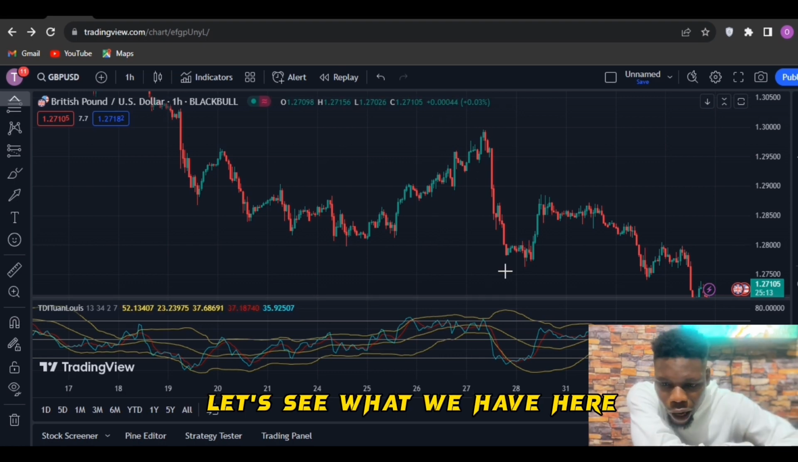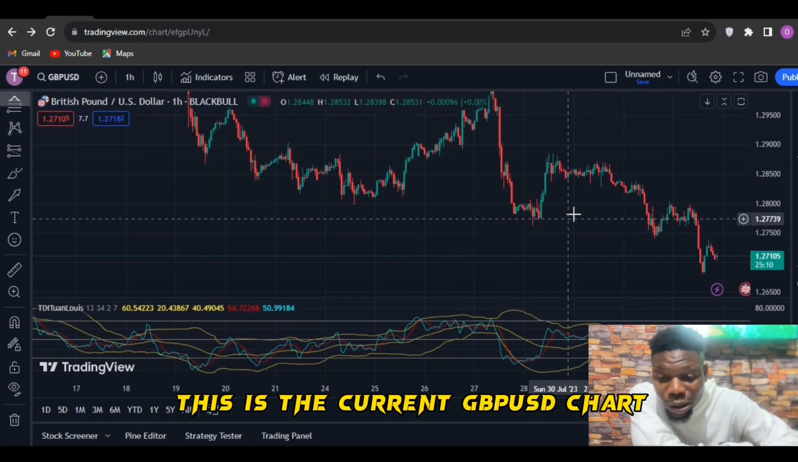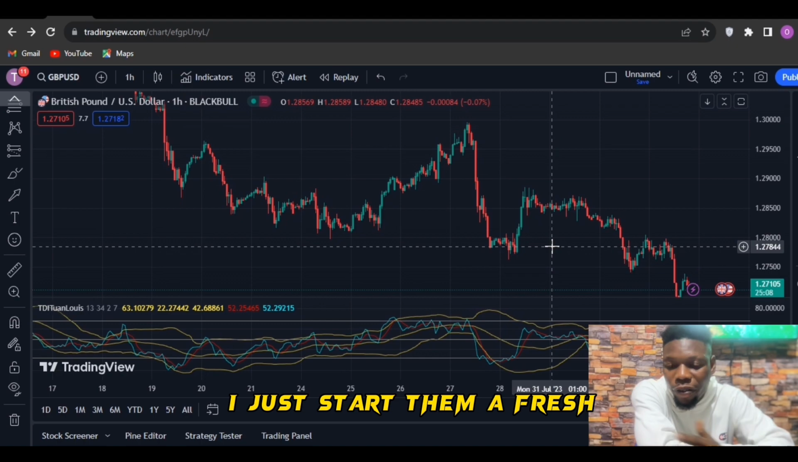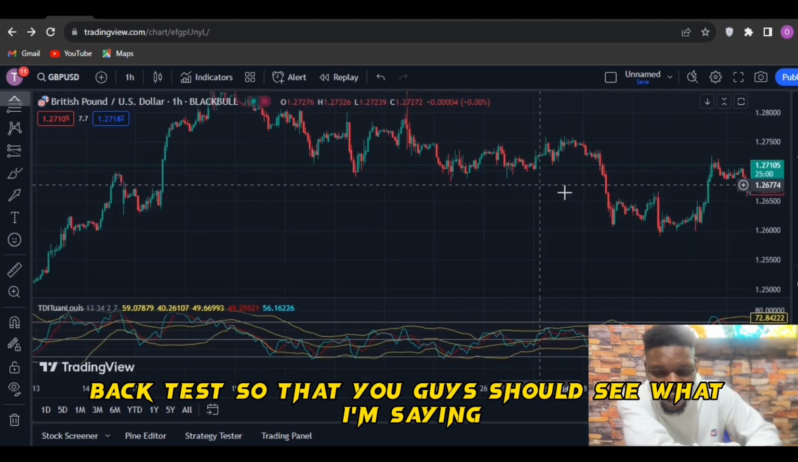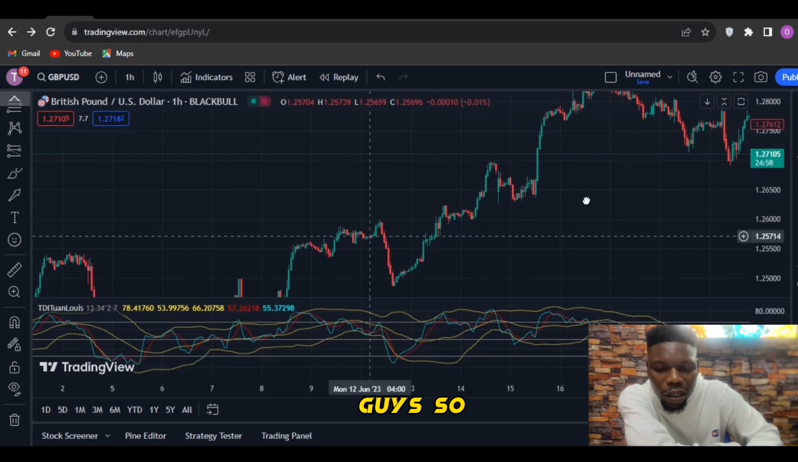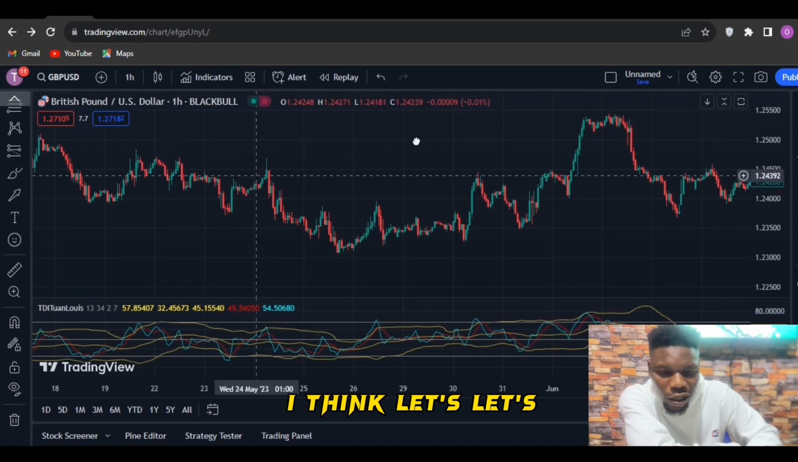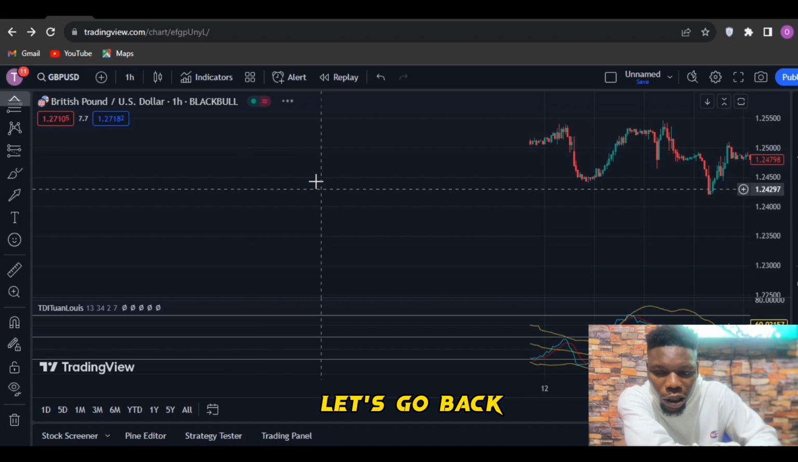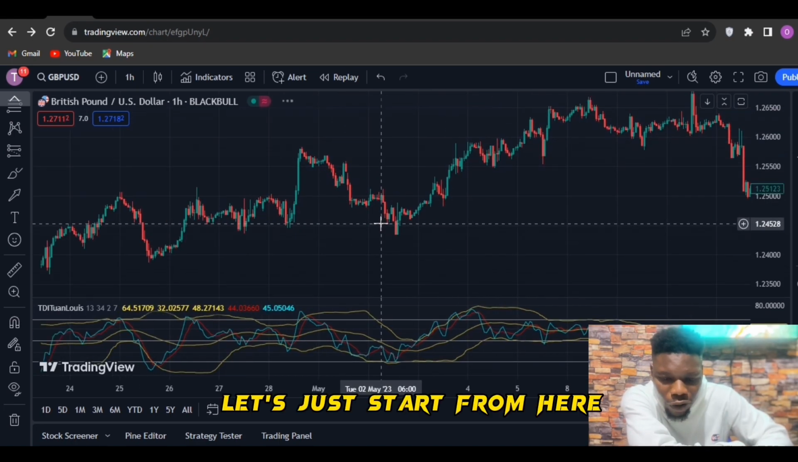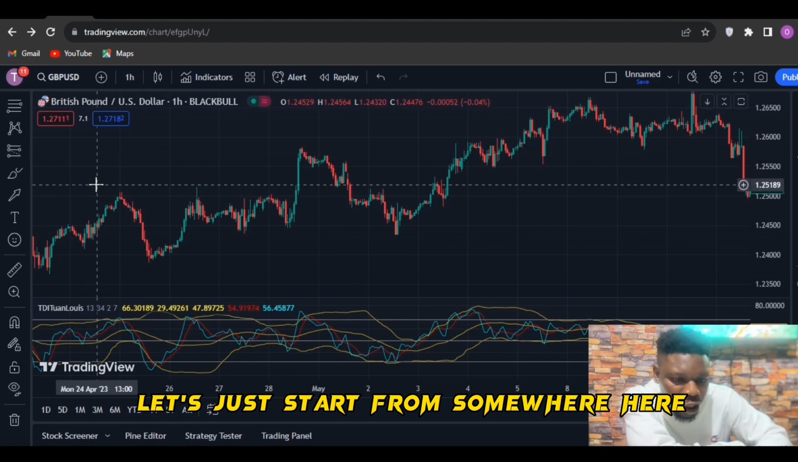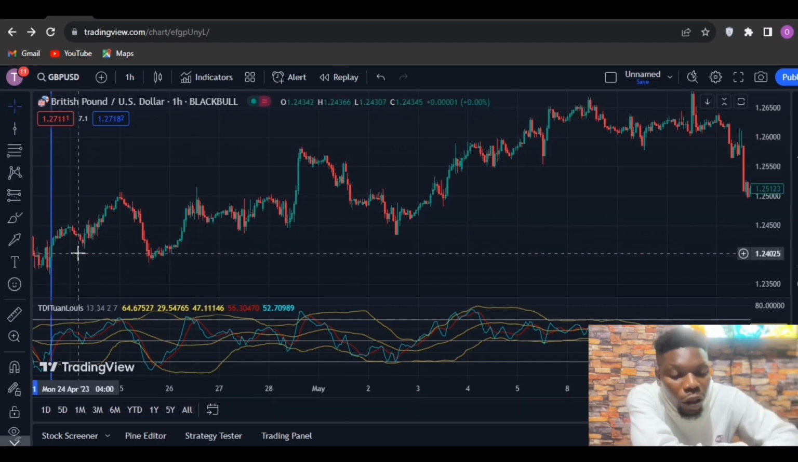Let's see what we have here. This is the current GBP/USD chart. Let's start afresh and take things back, so that you guys can see what I'm saying. Let's go back. It's loading pretty quick. Let's just start from somewhere here.